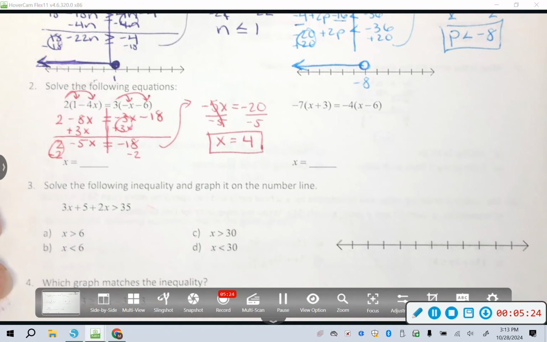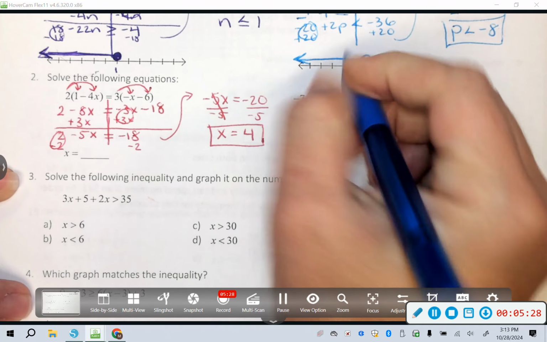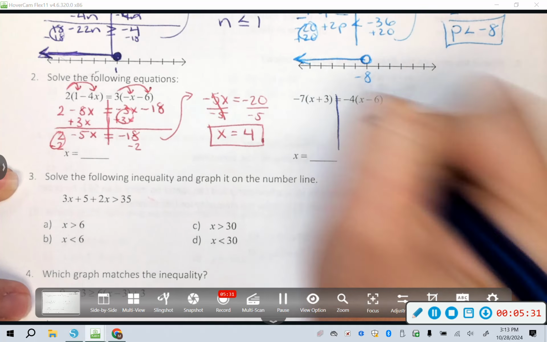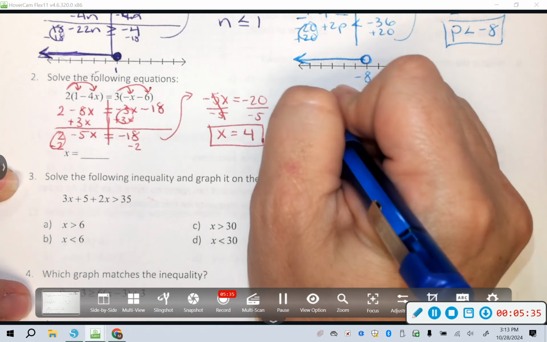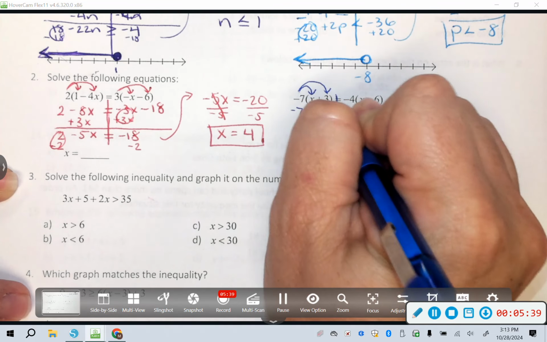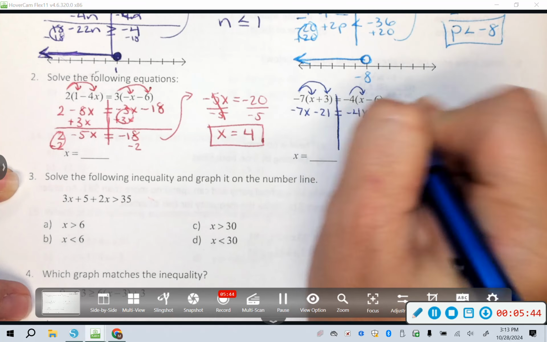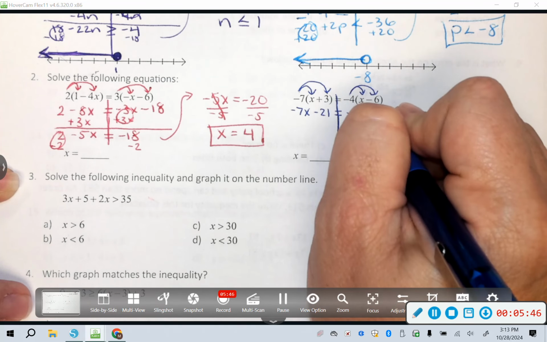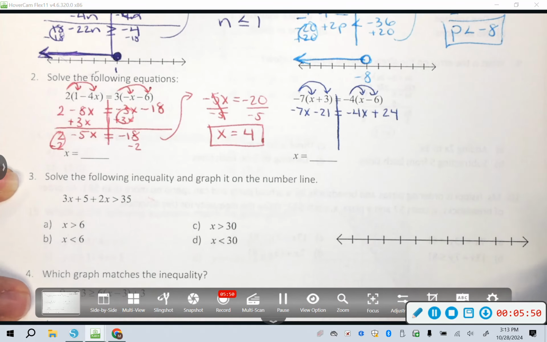Okay, so look at the second part of number 2. Same exact steps. Okay, same exact type of problem. Okay, so negative 7 times x is negative 7x. Negative 7 times 3 is negative 21. Negative 4 times x is negative 4x. Negative 4 times negative 6, well, 2 negatives makes a positive. 4 times 6 is 24. And again, if you need to use your calculator to help you, use your calculator.